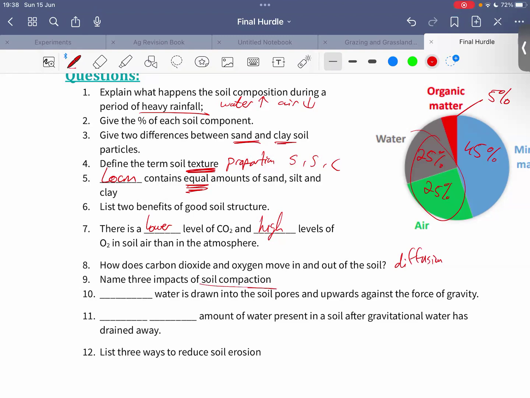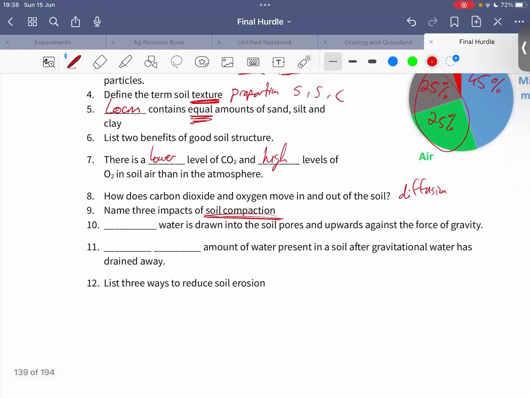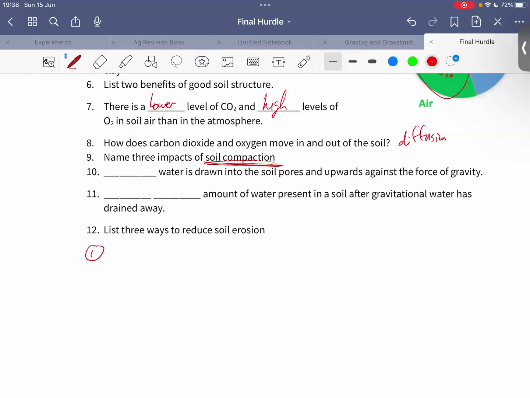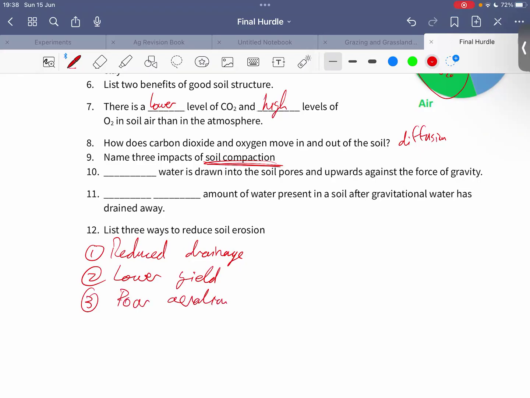Right, this is the one I want you to answer. Impacts of soil compaction. Let's go. Number one, heavy machinery and high stocking rate cause it. Right. Reduced drainage, and you're going to expand that point and talk about waterlogging. We're going to talk about lower yields. Excellent. We're going to have poor aeration. If we have poor aeration, we're going to have a low earthworm population. We're going to have high levels of poaching. Brilliant. You can talk about destroying your soil structure.